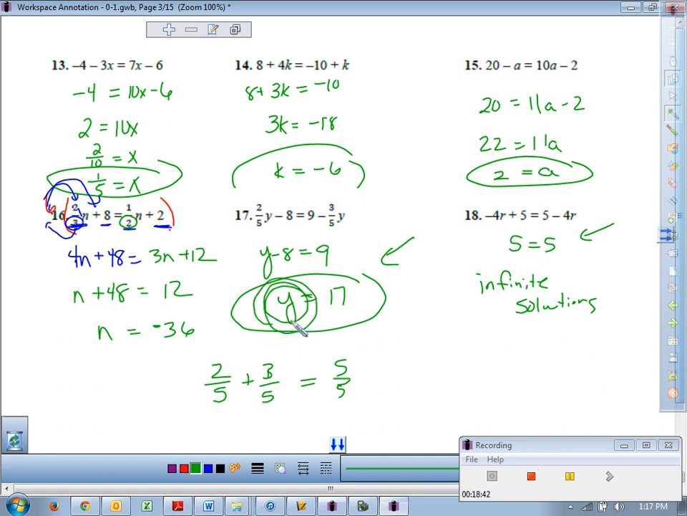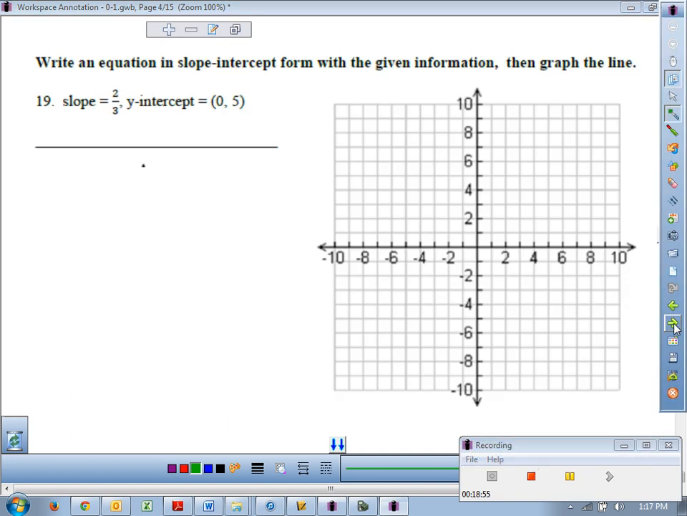If there's still a variable left, there's one solution. Sometimes there's more than one if it's a quadratic, but this is linear. We're okay with that. So just realize freaky things happen. Don't let it bother you. One solution, no solutions, or infinite solutions.